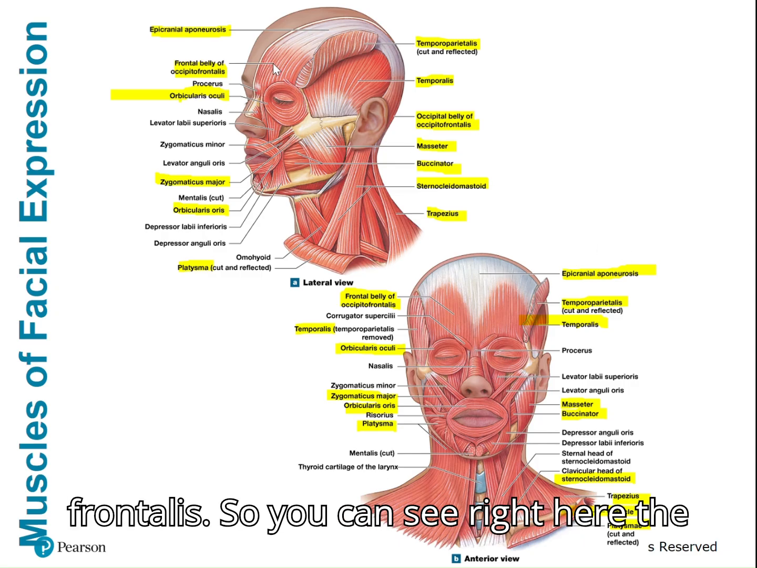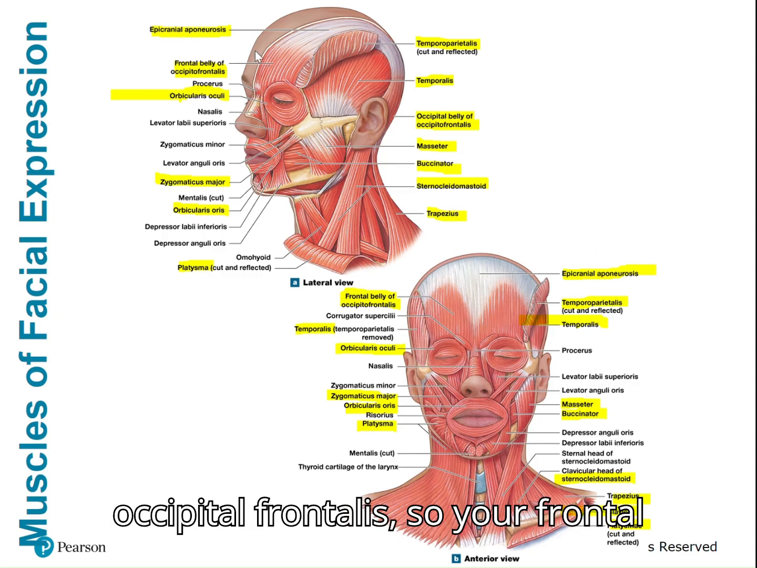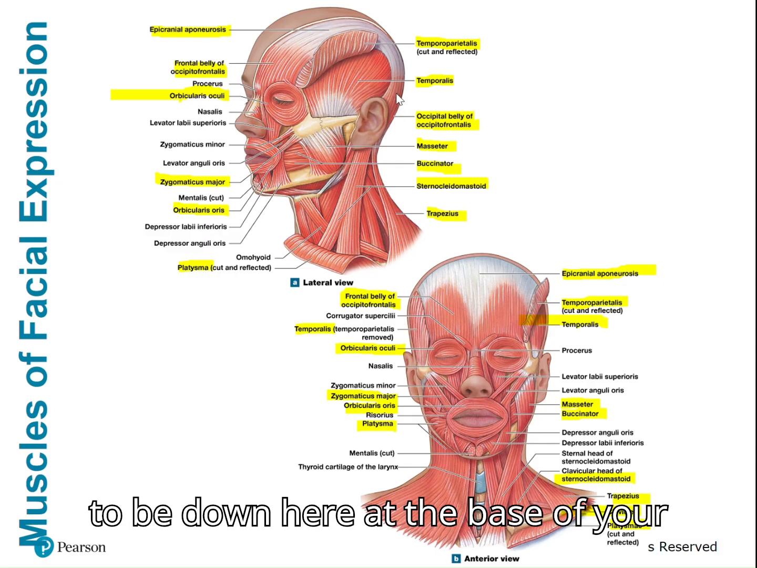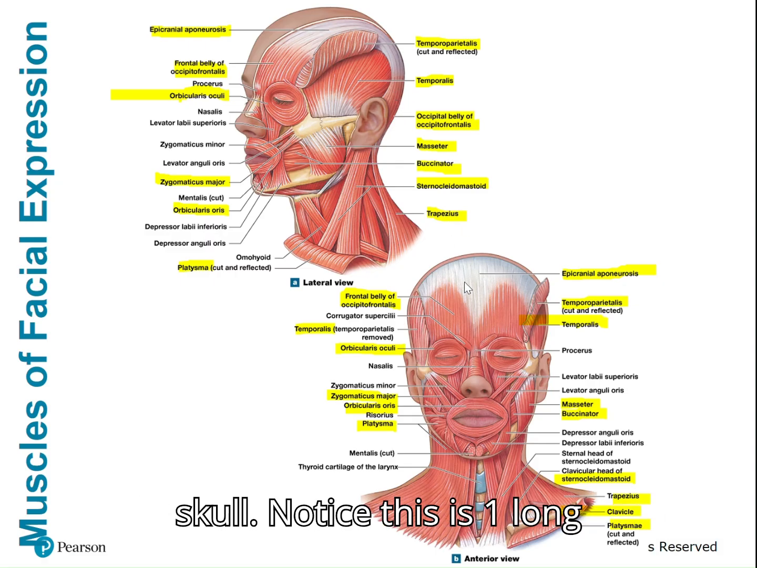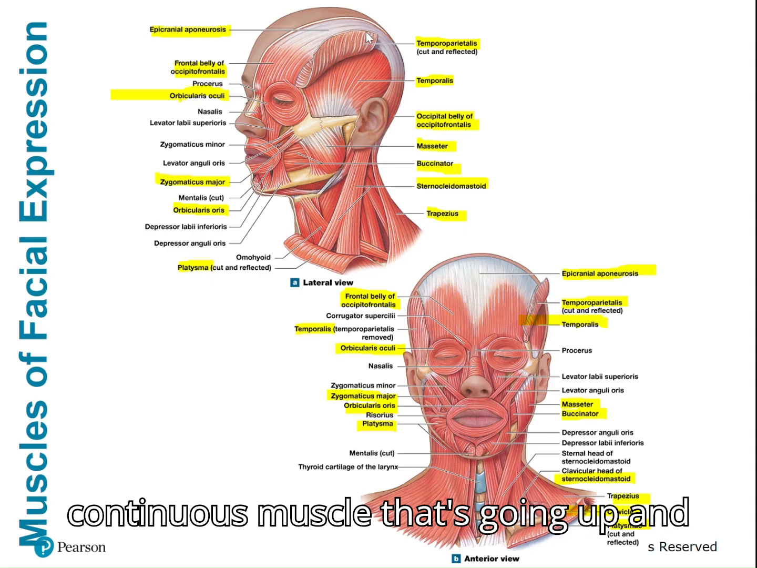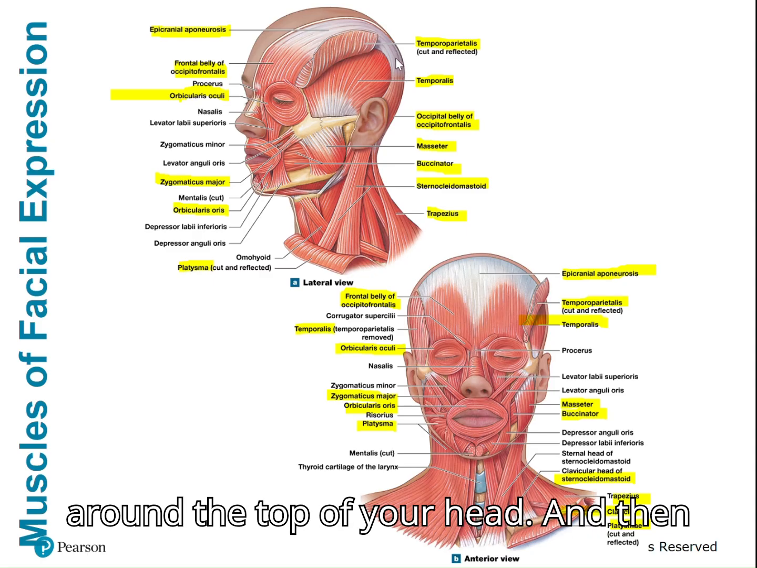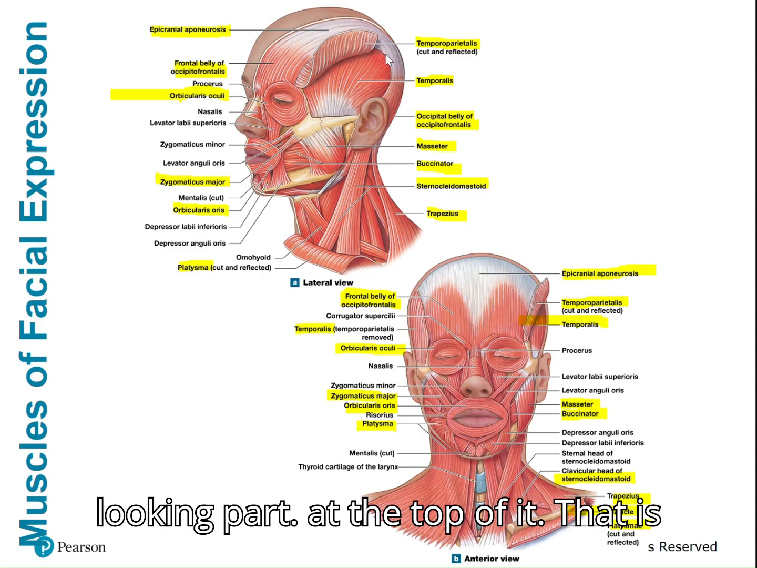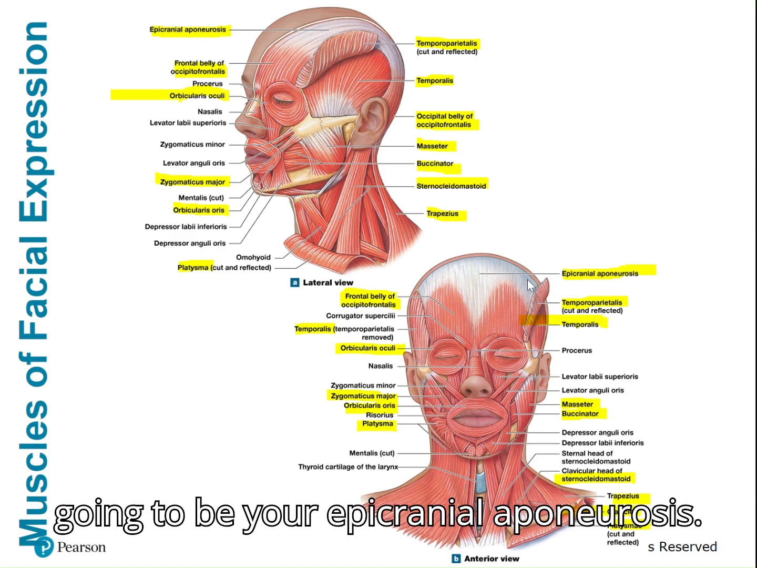So you can see right here the occipitofrontalis, so your frontal bone, of course, and occipital is going to be down here at the base of your skull. Notice this is one long continuous muscle that's going up and around the top of your head. And then notice you have this white sheath-looking part at the top of it. That is going to be your epicranial aponeurosis.